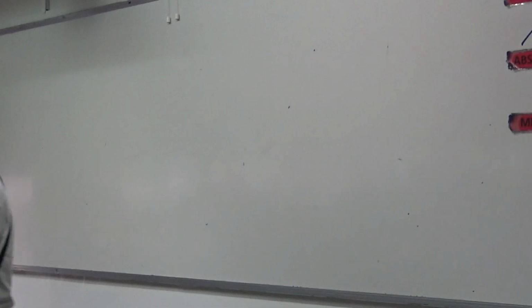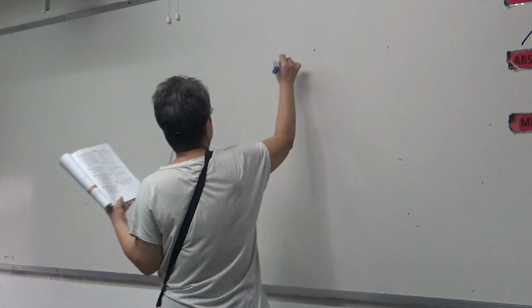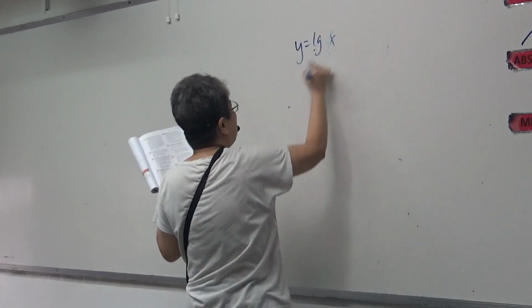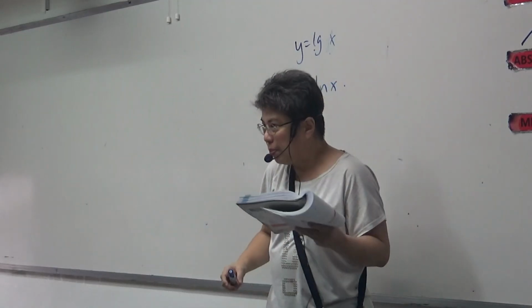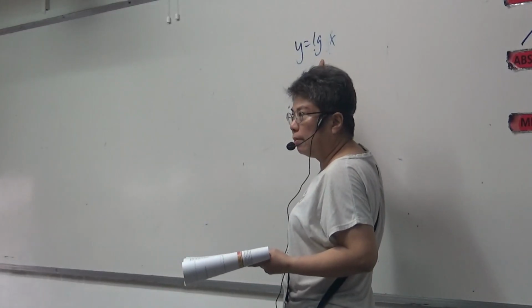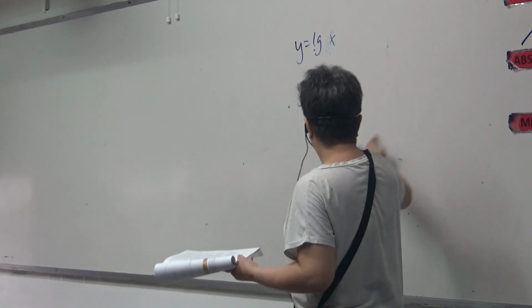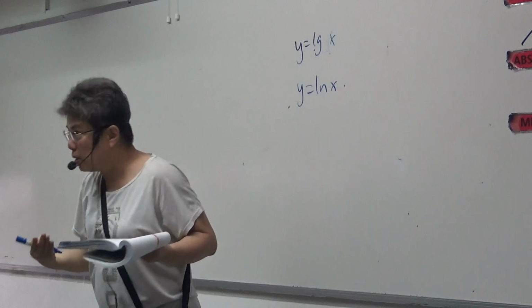Sketch the graph of y equals log x in two different bases. Now, this is base 10, then this is base e. Both also will go this way, right? But who is on top? Who is below, we must know. Am I right to say that?